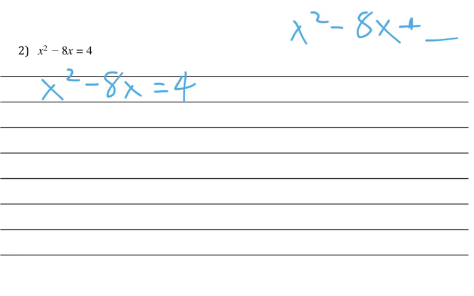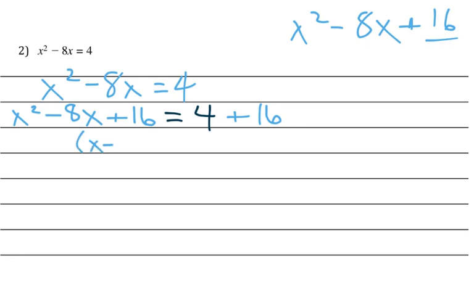So I'm going to take half of this value, which would become 4. I'm going to square it, and then it becomes 16. So when I rewrite this, I'm going to write x squared minus 8x plus 16 is equal to 4 plus 16, because I can't just add 16 to one side without making the same adjustment to the other. So unlike solving, I'm adding this to help me create a factored form.